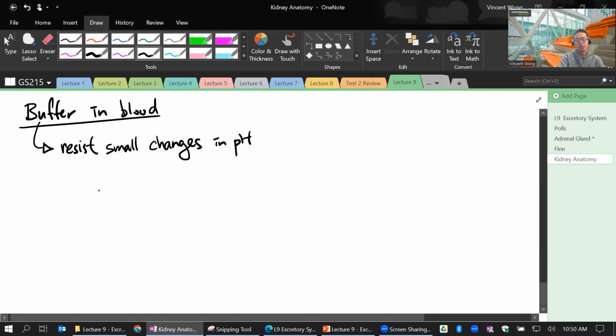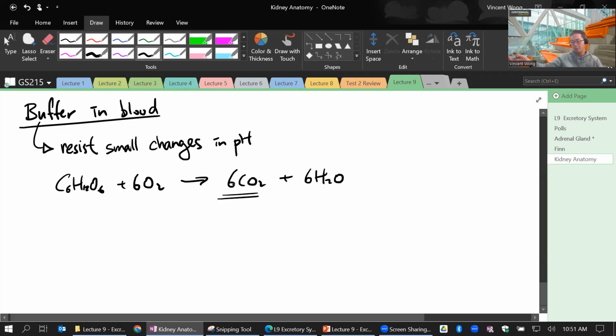So a little bit of chemistry here. We have cellular respiration, right? C6H12O6 plus 6 oxygen, producing 6 carbon dioxide plus 6 water and some ATP. What happens to this carbon dioxide? Sure, we breathe most of it out, but it turns out the carbon dioxide will actually react with the water. CO2 plus H2O. Does anybody know what this produces?